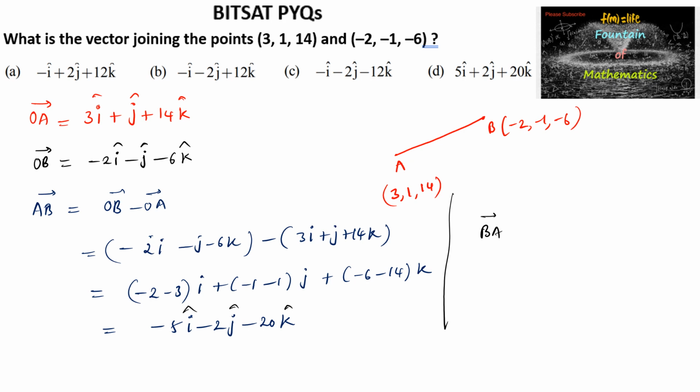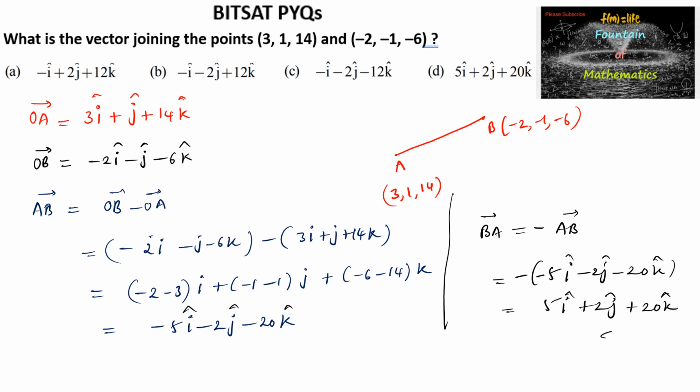So we can write AB vector is minus 5i minus 2j minus 20k, or you can also mention the BA vector, the line joining, BA can also be taken, the negative direction of it. So minus of AB vector, which is equal to minus of (minus 5i minus 2j minus 20k), which can be taken as 5i plus 2j plus 20k. So we can go with either plus or minus here, 5i plus 2j plus 20k. So option D is the answer.